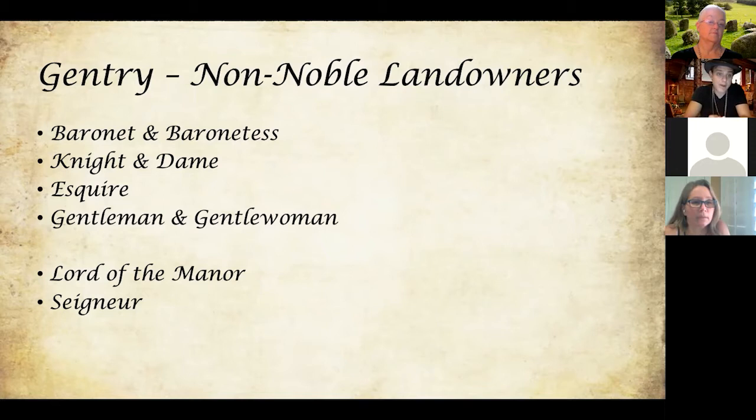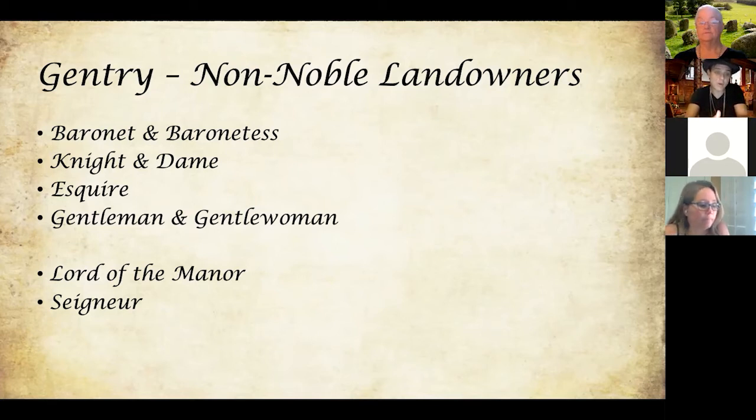Then you had baronet and baronetess. These, while they sound like the noble titles of baron and baroness, were not. They allowed you to carry the style of sir or dame, just like a knight or a dame would. However, unlike a knight or a dame, they allowed you to pass it down.